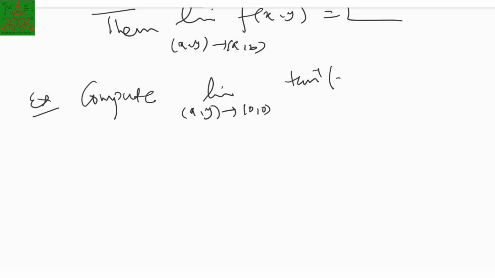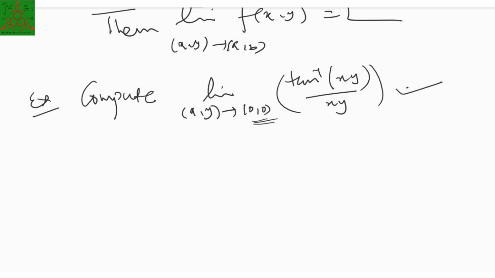Now next one is to compute the limit as (x,y) tends to (0,0) of tan inverse of xy upon xy. If you try to compute this limit by substituting or taking the limit directly, it will have the 0 upon 0 form. So you cannot calculate this limit directly. So you have to do something.